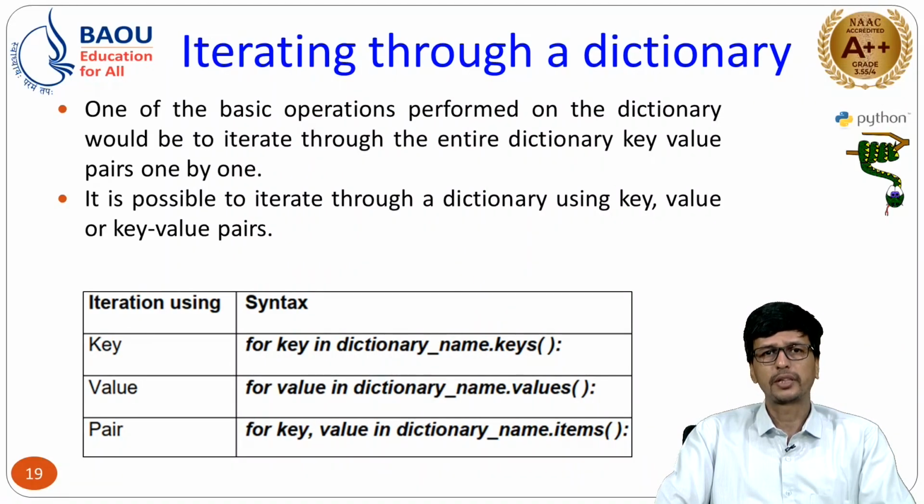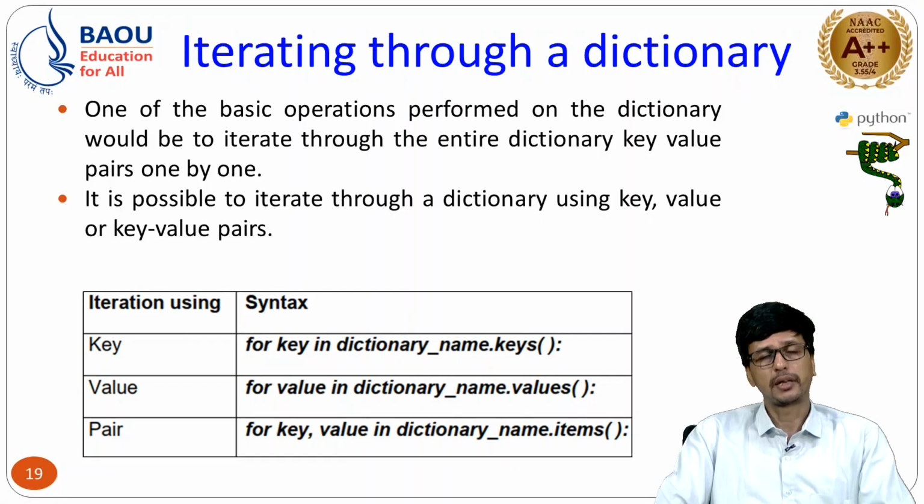Dictionary name dot keys, keys is the inbuilt method. Second, dictionary name dot values, with the help of values you can iterate all the values. And third, you can get both with the help of items. So these three things you have to keep in mind if you want to access all the elements or pairs available in the dictionary one by one.